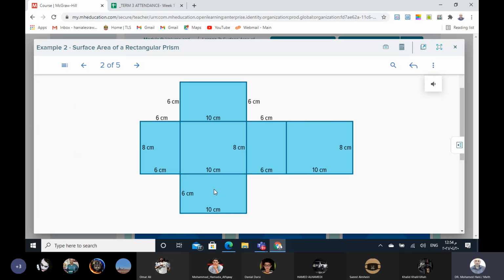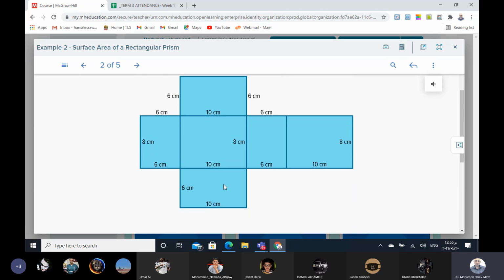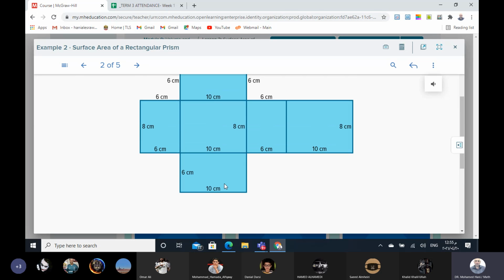This is the top, this is the bottom, this is side 1, the opposite side, side 2 here. And here we have the front and the back. Here and here are congruent as you see, the same dimensions. Here 10, here 10, here 6, here 6. Side 1 and side 2 are congruent, and the front and the back are also congruent. Right, we will find the areas of the front and the back.